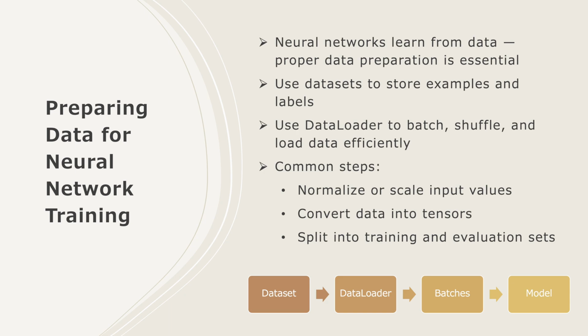There are also a few common pre-processing steps. We usually normalize or scale the input values so that all features are on a similar range. We convert raw data into tensors, since PyTorch models operate on tensor structures. And finally, we split the dataset into training and evaluation sets so we can check how well the model generalizes. At the bottom of the slide, you can see the overall flow. We start with a dataset, load it with a DataLoader, break it into batches, and then feed those batches into our model for training.